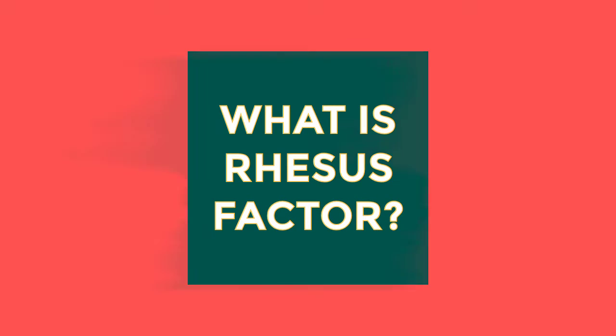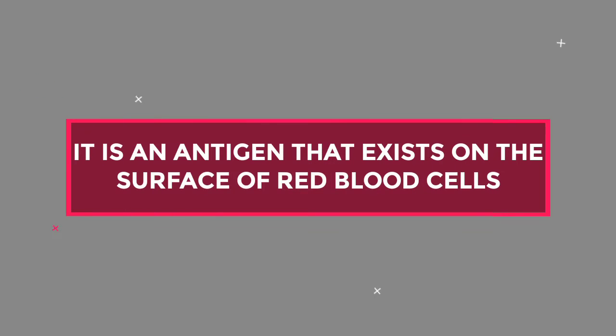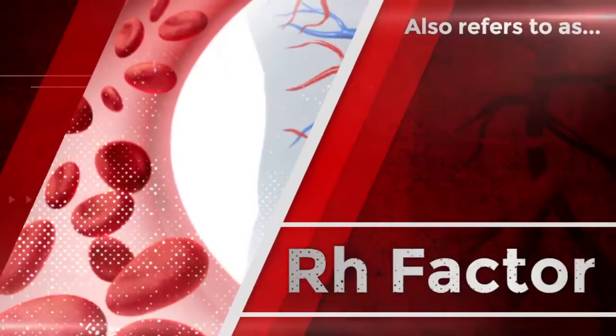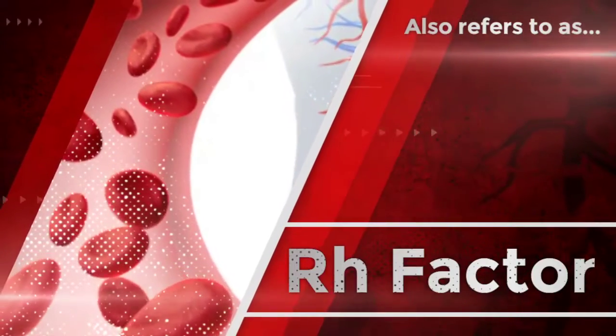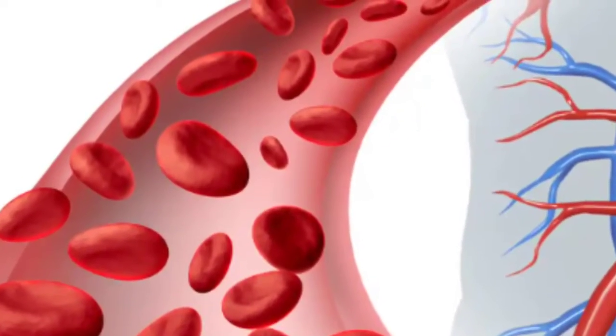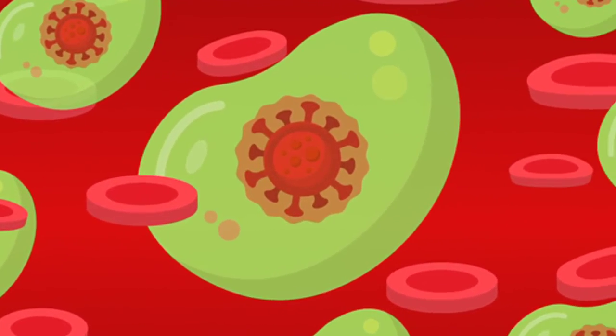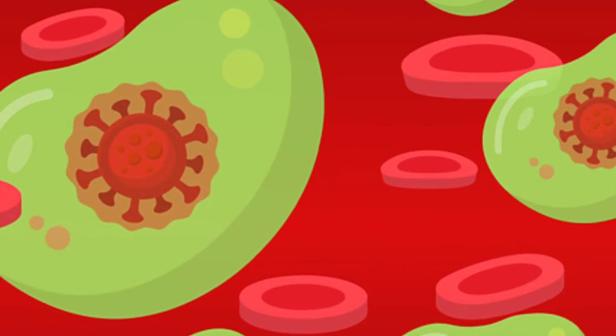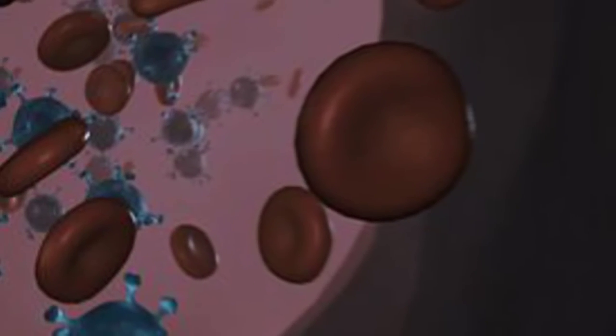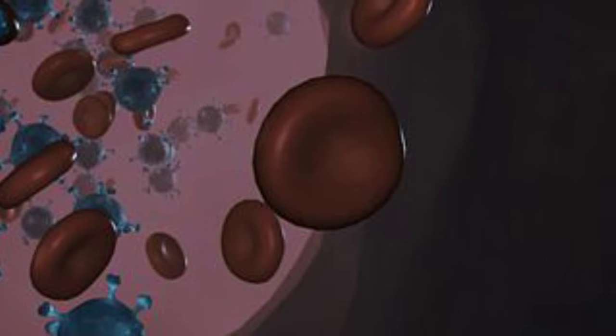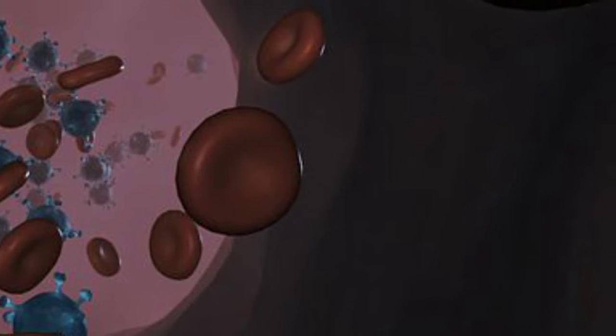What is Rhesus factor? Rhesus factor is an antigen that exists on the surface of red blood cells in most people. It's about 85% of humans. It is also referred to as Rh factor. People who have the Rh positive blood types, such as A plus, O plus, or B plus, are said to be Rhesus factor positive, while those who have the Rh negative blood types, such as A minus, O minus, or AB minus, are said to be Rhesus factor negative.